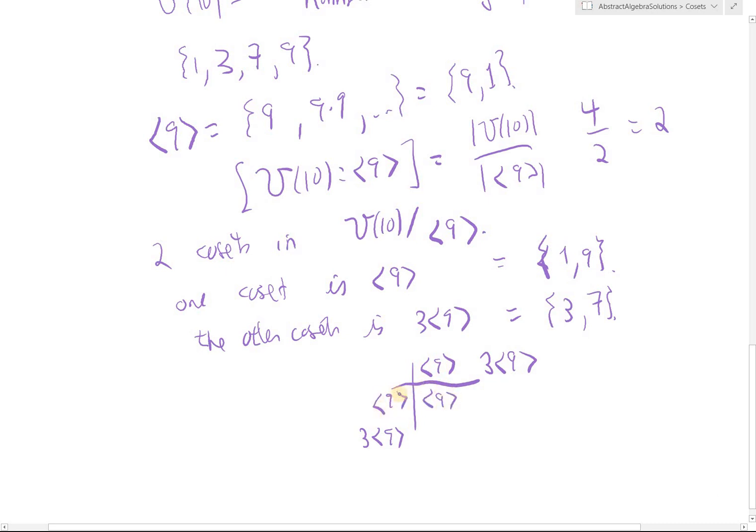Okay? If I take any element in this coset and multiply by any element of this coset, I'm going to get this coset here. And same here. And if I take 3 times 9 and multiply by any element of 3 times 9, you're going to get an element in 9. So here's your Cayley table, and that's your answer.